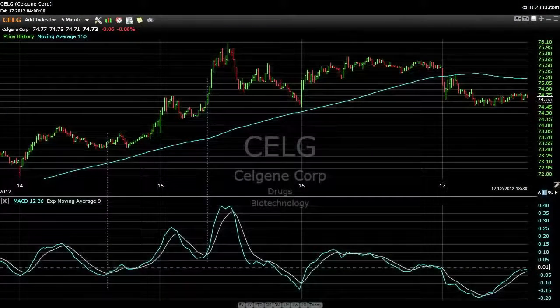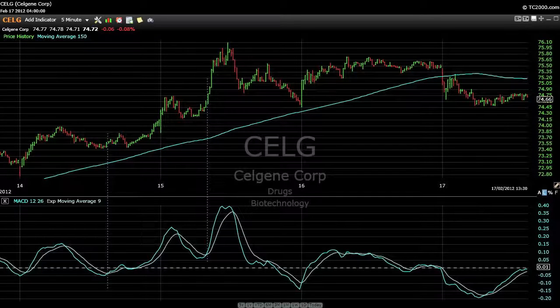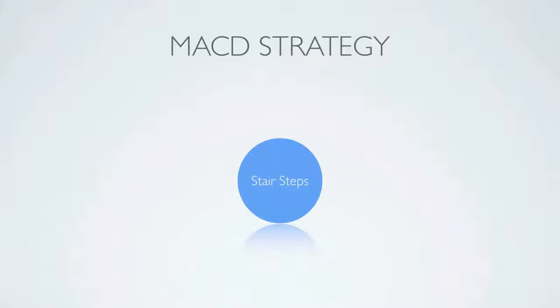But first, let me show you here. We have a MACD crossover here. When the MACD, the cyan color, crosses up through the white line, which is the 9 exponential moving average, also called the trigger line, it's a signal. But it's not just that easy to trade the MACD. It has to be in the right market conditions. And that's where the stair step comes in.